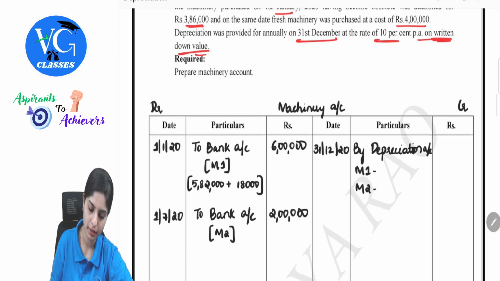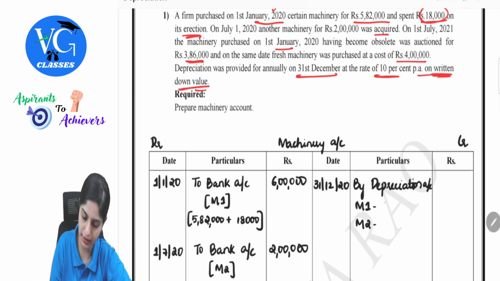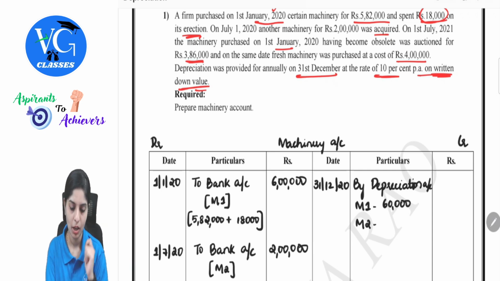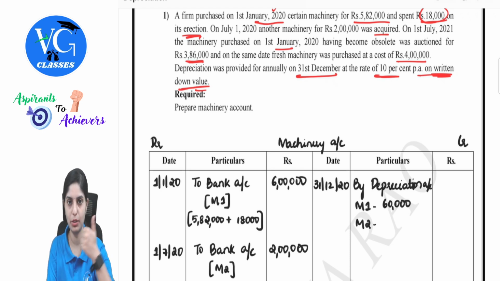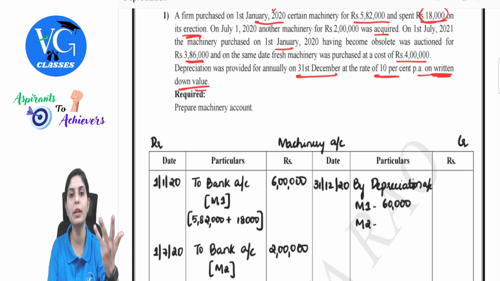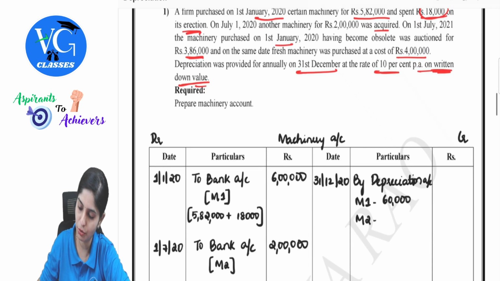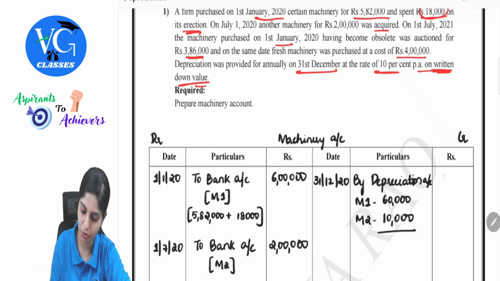We have it for two machines, so we can provide the breakup. For machinery 1, the cost is 6 lakh. On that 10%, it will be 60,000 for the whole year because that was as on 1st Jan. For the second machinery, 2 lakh. This was purchased in between the year. So 1st July to 31st December. July, August, September, October, November, December. 6 months. So the cost here is 2 lakh into 10% into 6 divided by 12. That is 10,000. So your total depreciation will be 70,000.